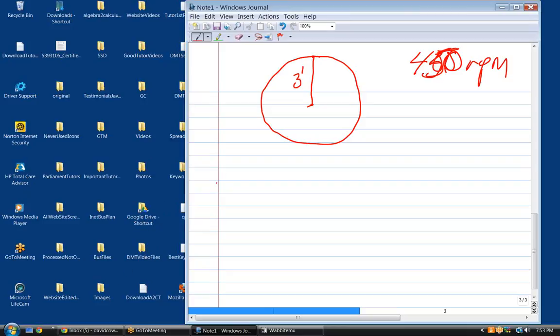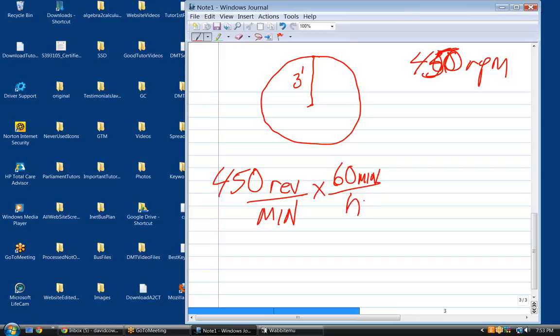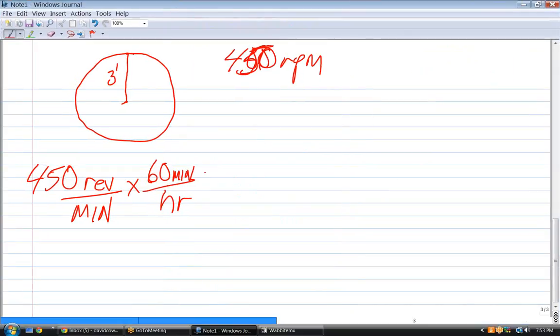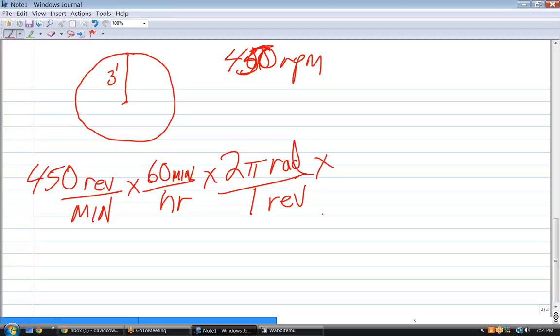Okay. 450 revs per minute times 60 minutes per hour times 2 pi radians per rev. This is the key part that I always have trouble with. In other words, converting it to radians. Okay. Now, a radian is the radius, right? So it's 36 inches per radian.